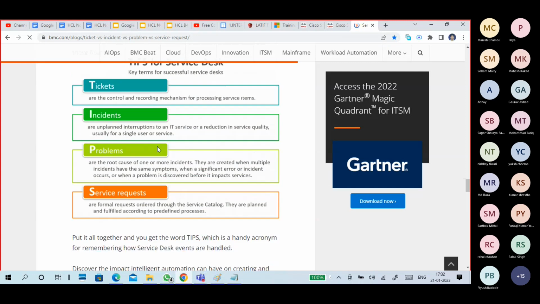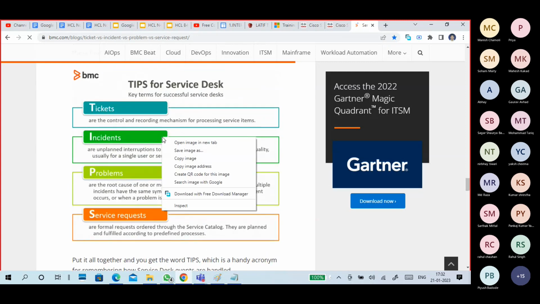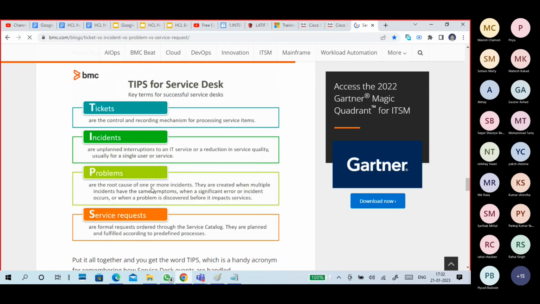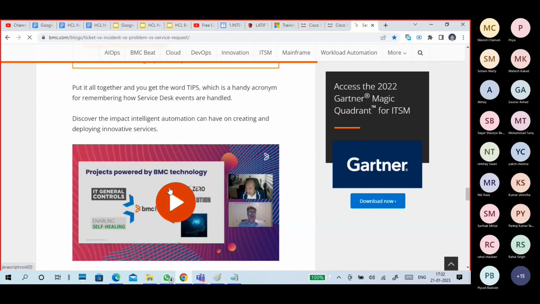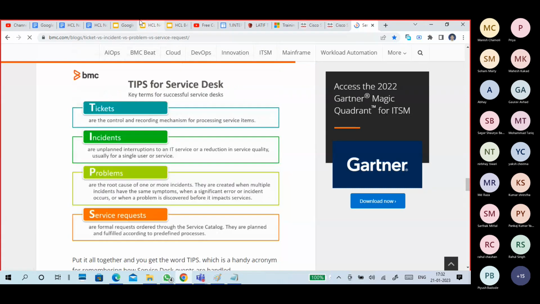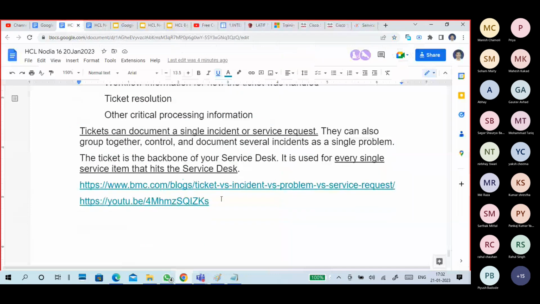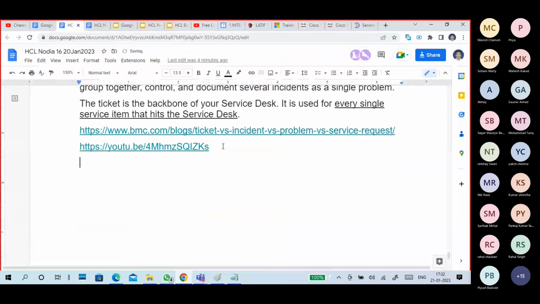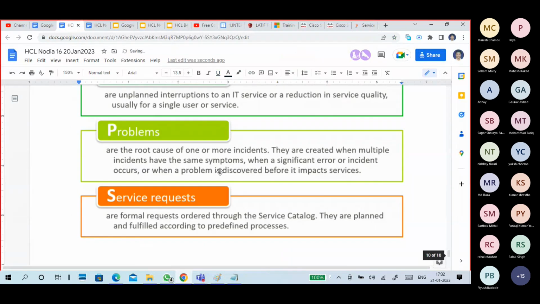These are tips all together: what is a ticket, what is an incident, what is a problem, and a simple picture. I'm adding this, but I already gave a link. You have time tomorrow, so it is better to study from it.